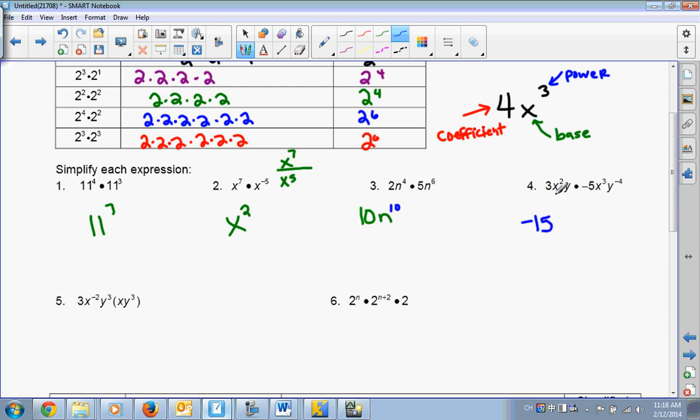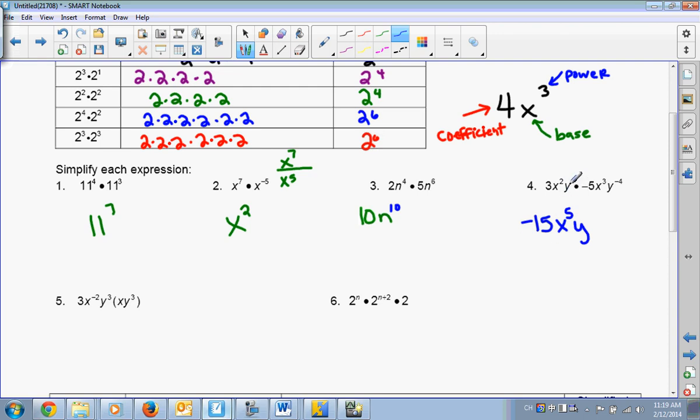Okay, then we have some bases. We have two different bases, x and y. So we leave those alone. We don't put a 2 in front of them or do anything weird like that. Now we have to decide what we do with the exponents. On the x over here, we've got a 2 as our exponent and a 3. So it's x to the 5th power.